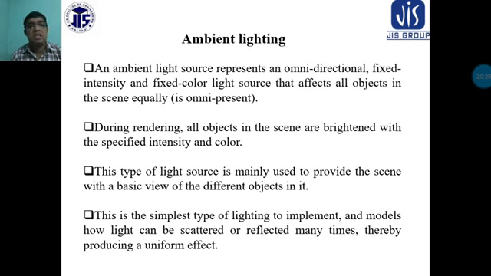Basically, the light comes from any type of model, and how this light can be scattered on the surface, or in a few cases reflected, just like many reflections that also create shadows. Because it is reflected many times, it produces a uniform effect, which is how ambient light is considered.